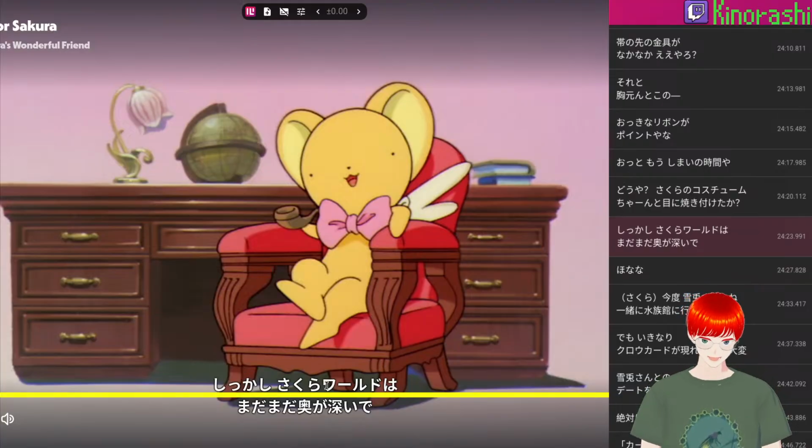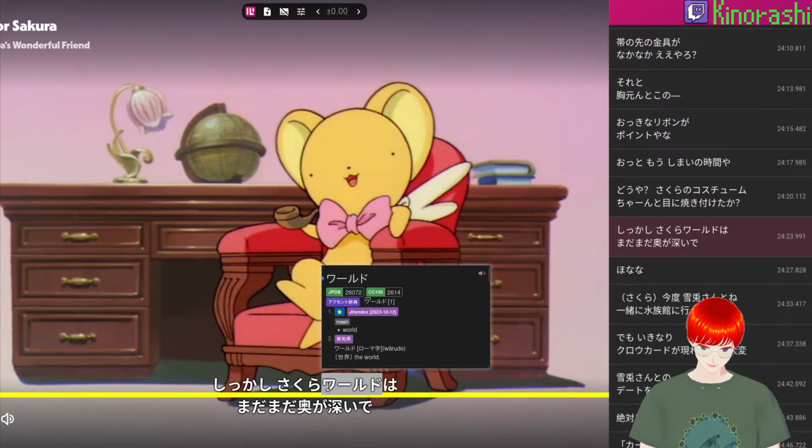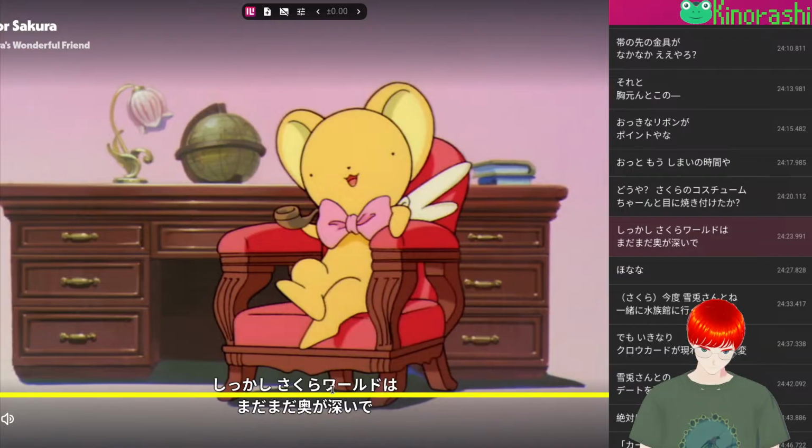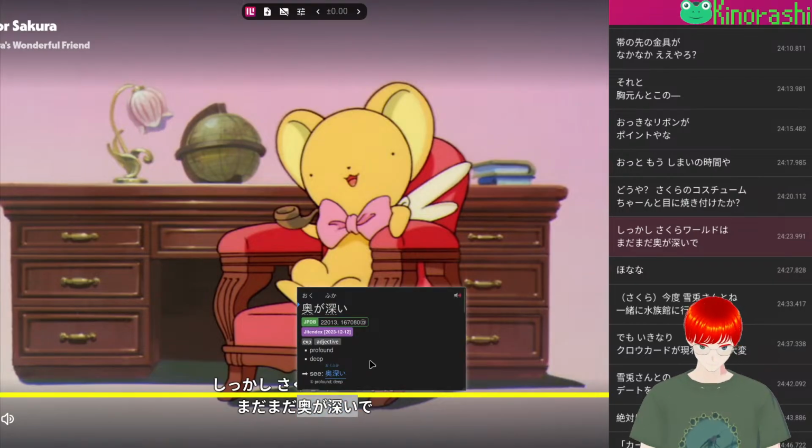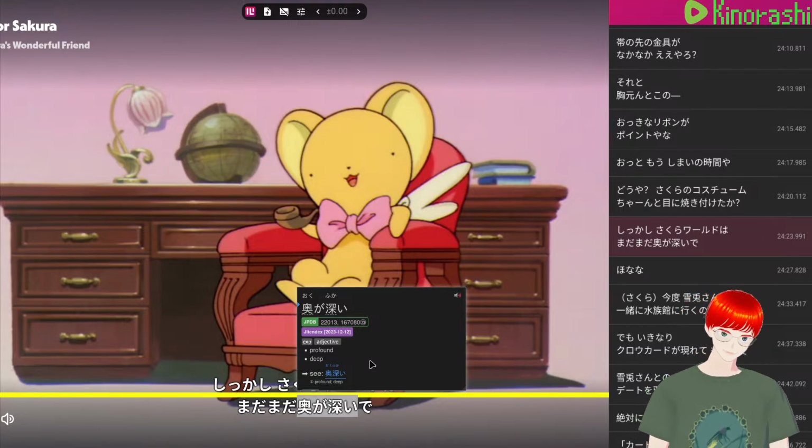So, shikashi, Sakura world, essentially. Sakura world wa mada mada oku ga fukai. Profound, deep.